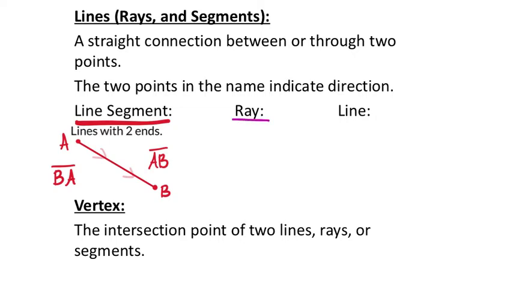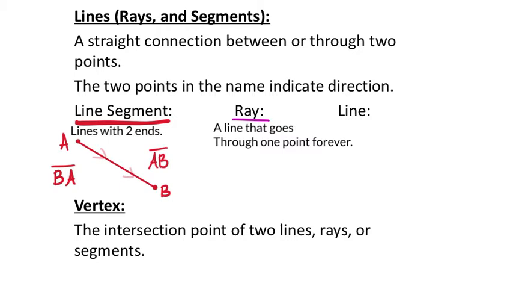A ray, on the other hand, is still a line, but it goes through 1 point forever. A line that goes through 1 point forever. But it has to start at another point. So maybe I should have put that in there.